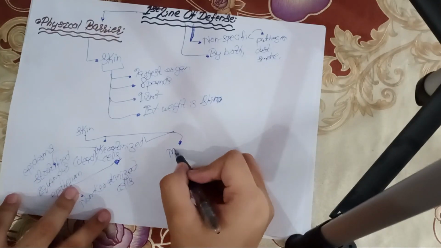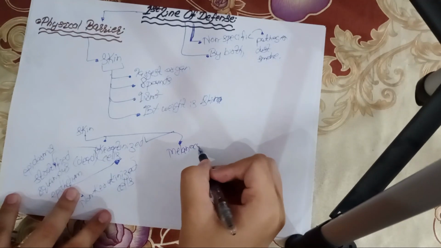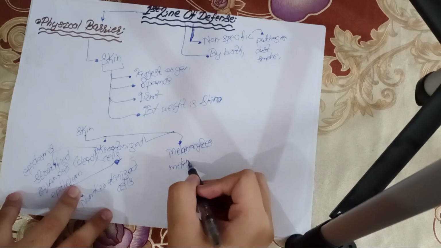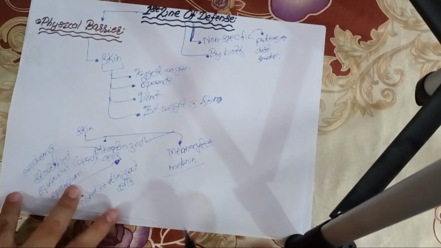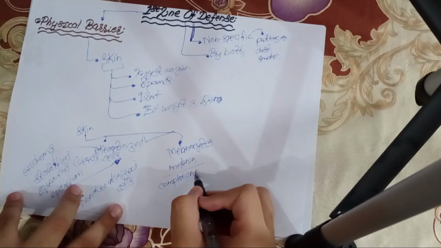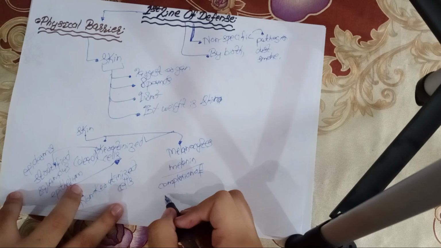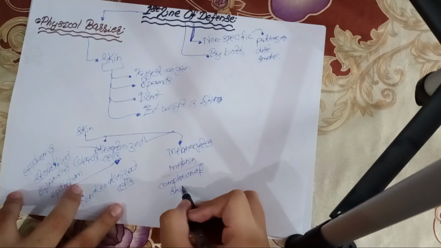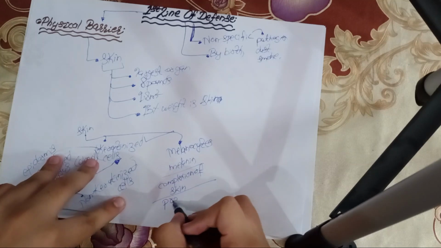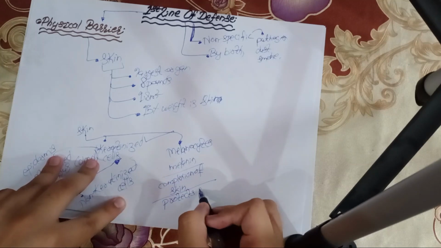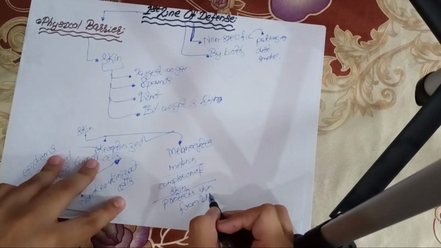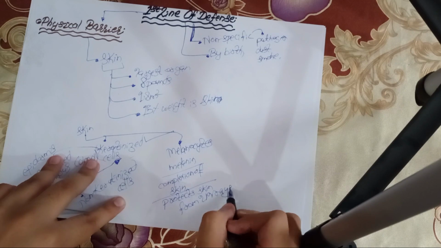Second, we have the melanocytes. What are melanocytes? Cells which secrete melanin. What is melanin? Melanin is a pigment which is responsible for the complexion or fairness of the skin, and melanin is also a pigment which protects skin from ultraviolet rays.